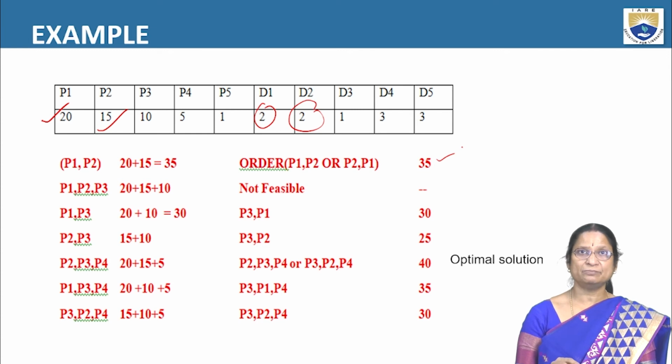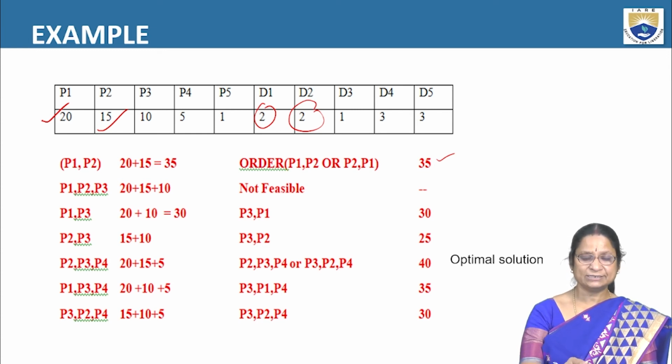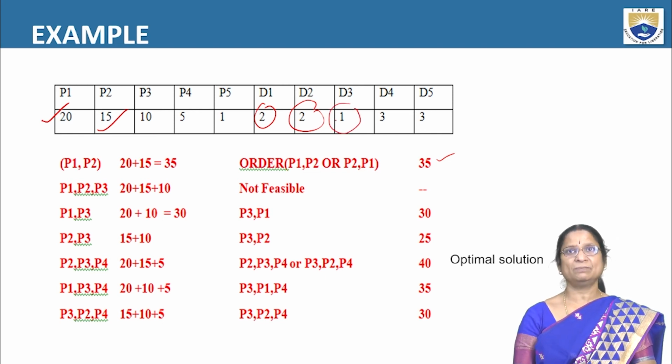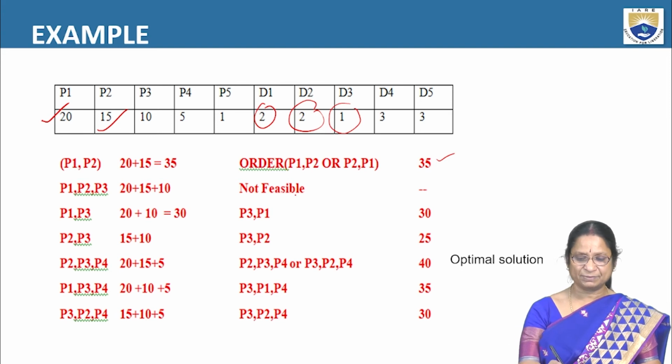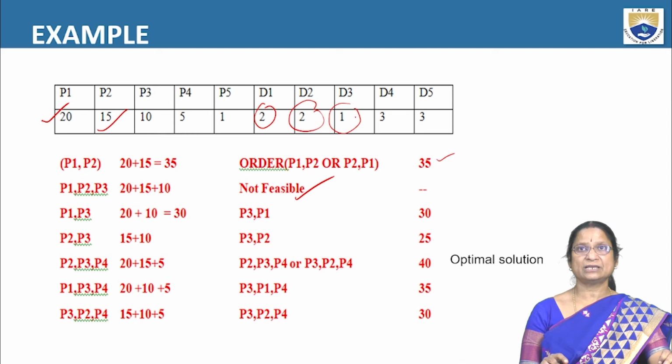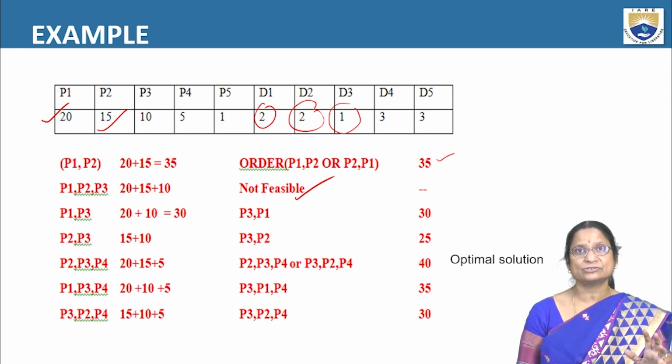After that, the third job will be included. What is the third job? 10 must be included. But what is the deadline of 10? It is 1, it cannot be included. P1, P2, P3 is not included. Why? Because it is not feasible, because this is having 1. Even with order changing, because the respective jobs are having only maximum 2, 2 means only 2 jobs can be included.